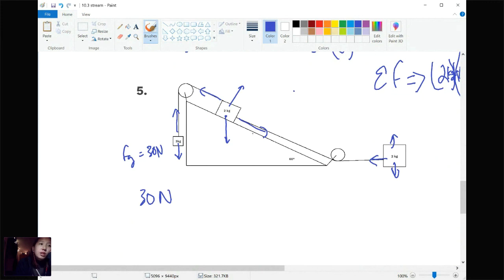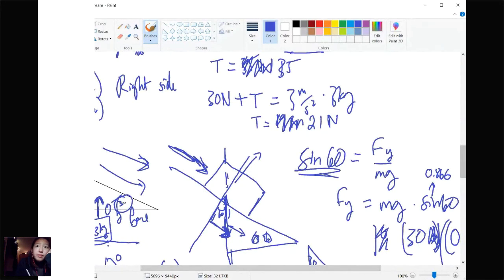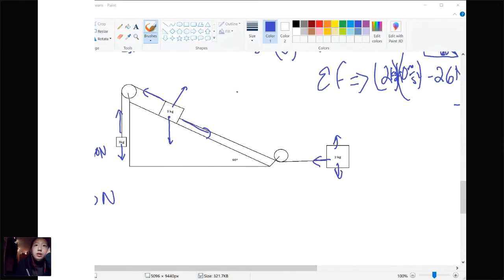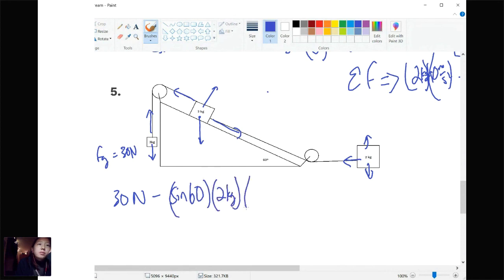Right? And if you think about the shortcut that we did earlier, we found the sine of 60. Let me reiterate one more time just to make sure it makes sense. So sine of 60. If it were sine of 0, it'd be at 0. So we want to be at sine of 60, so minus sine of 60, multiplied by the force of gravity, 2 kilograms times 9.8 meters per second squared.